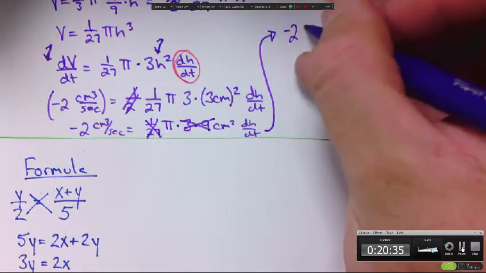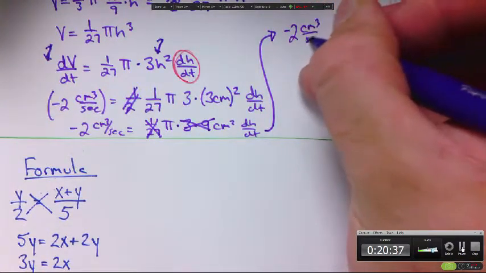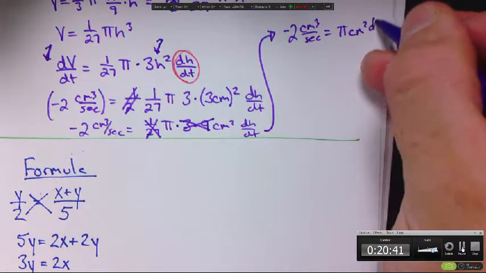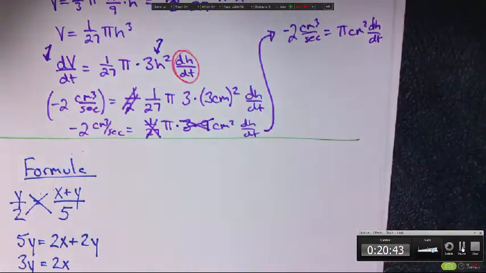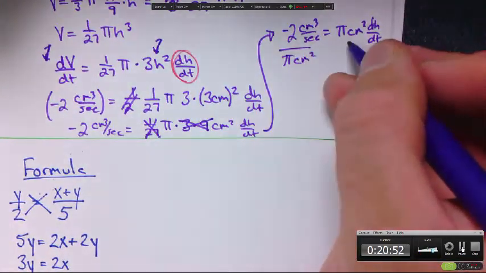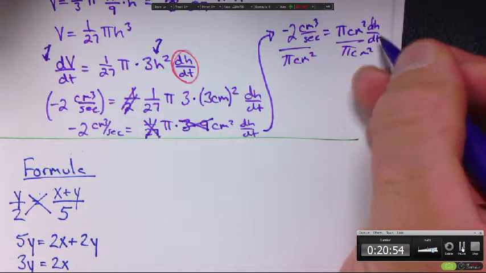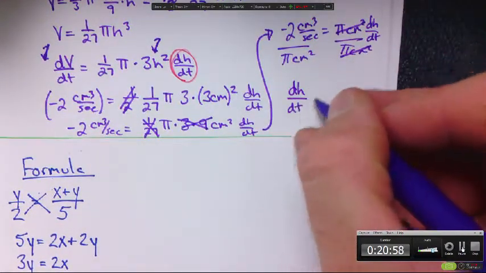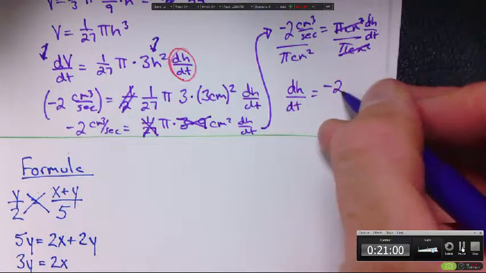So we have negative 2 centimeters cubed per second is equal to pi centimeters squared dh/dt. And to get dh/dt by itself, we divide by pi centimeters squared. Pi centimeters squared cancels, we get the answer: dh/dt is equal to negative 2 over pi.